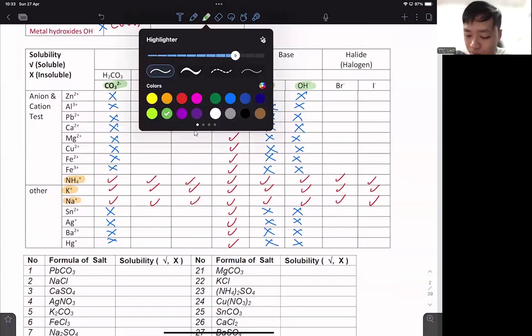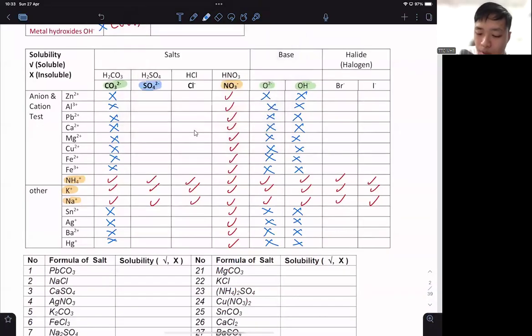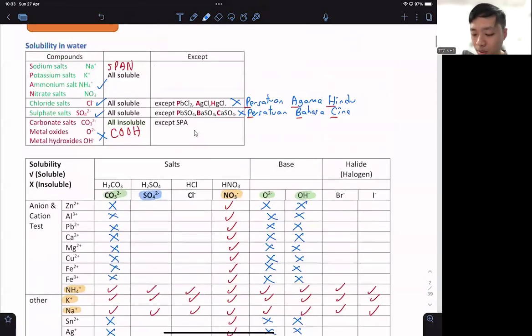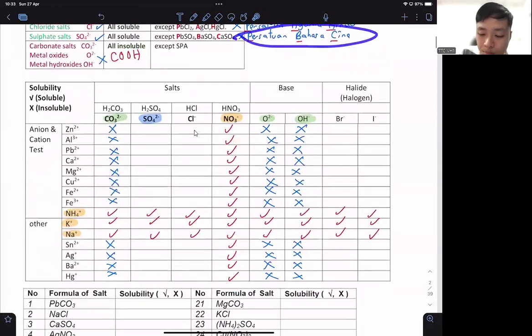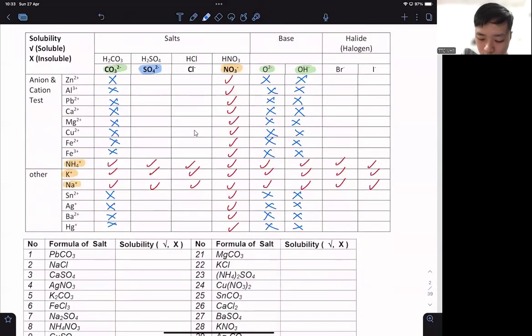Then the SO4 2-, only three are insoluble, mostly soluble. So you have PbBaCa: Pb2+, Ca2+, Ba2+. Actually, Ag+ is also insoluble, just to tell you. Silver sulfate is also insoluble.